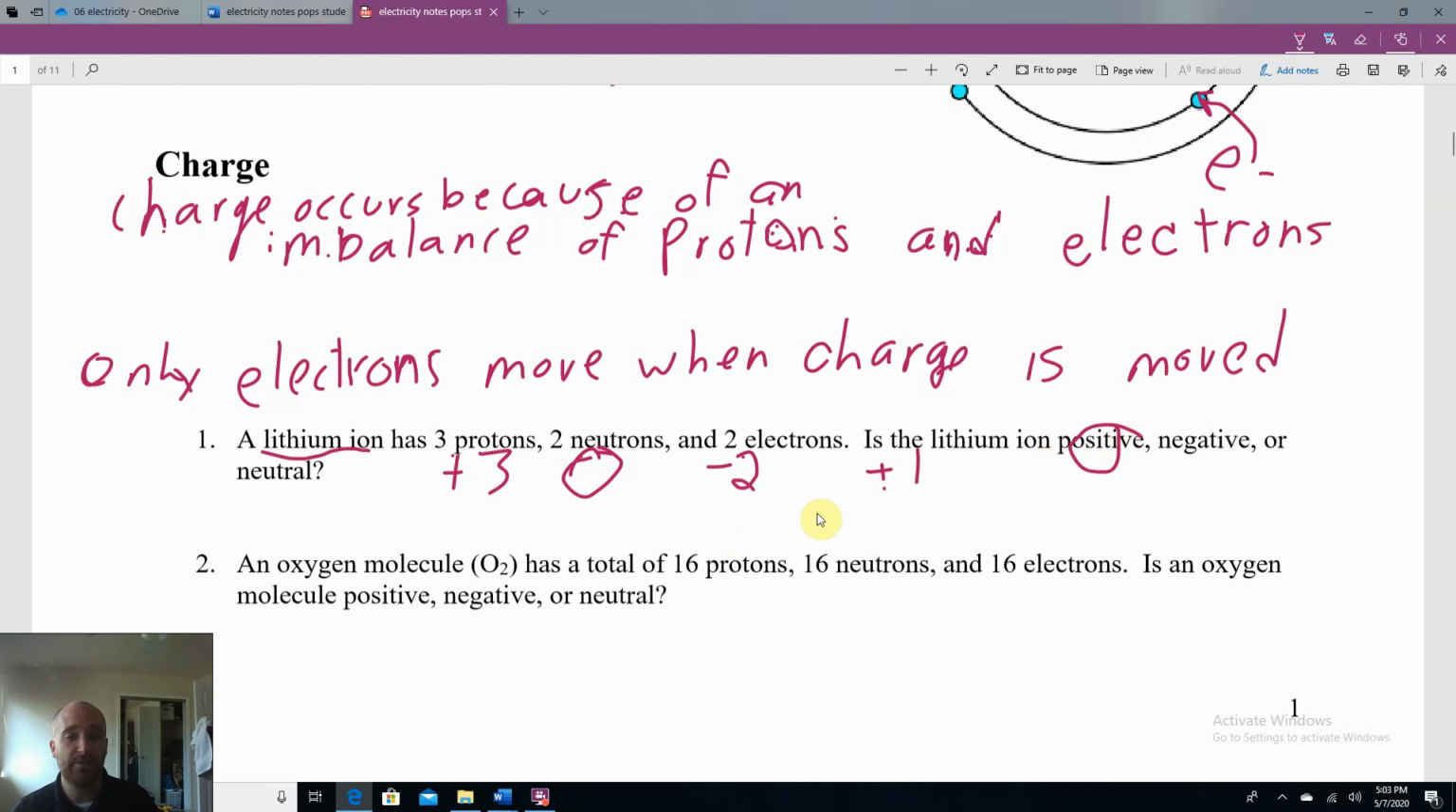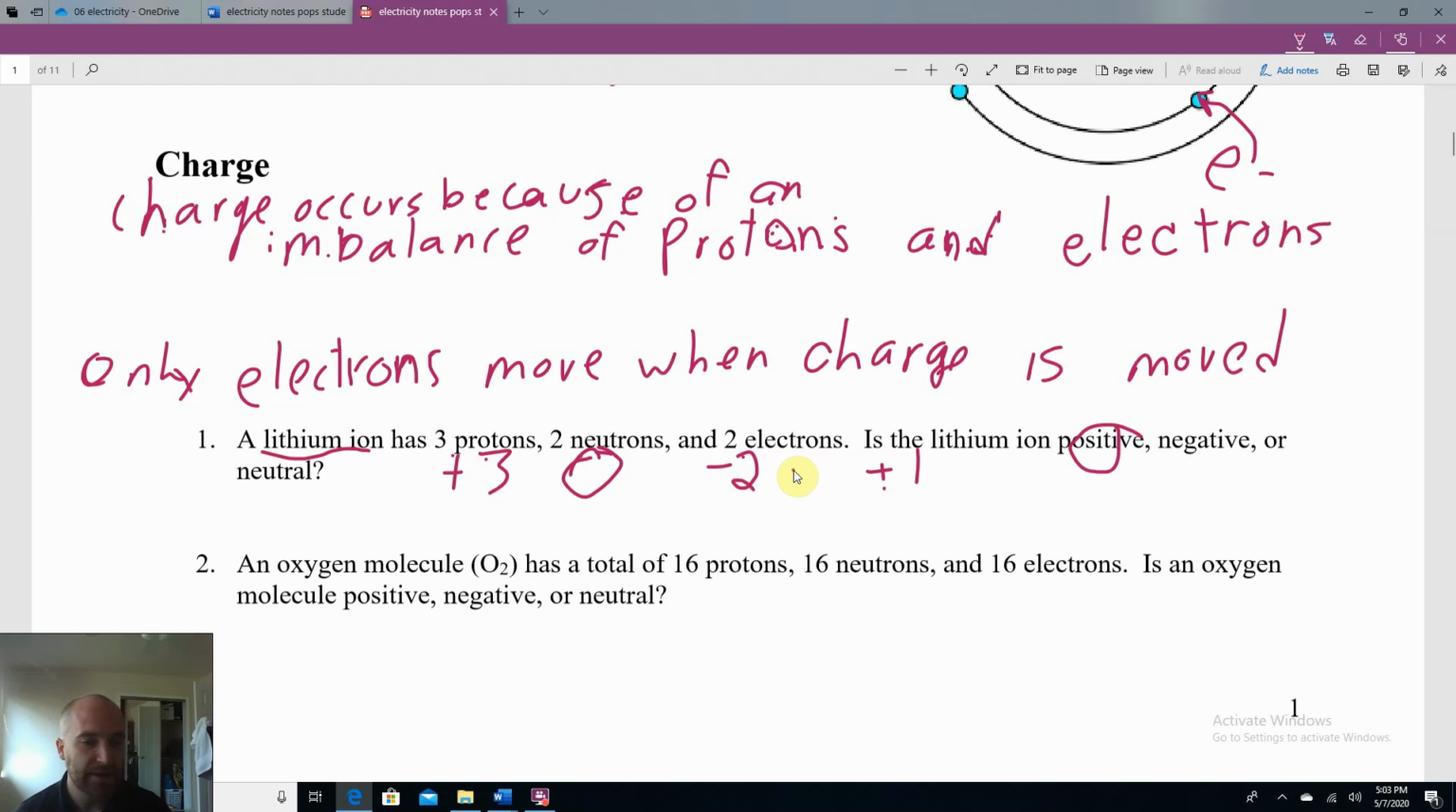Now, you could have answered this question without really doing the math. Like I said here, charge occurs because of an imbalance of protons and electrons. We have more protons than electrons, so it's positive. And so we could answer it without tallying them all up individually, but it's good to look at.